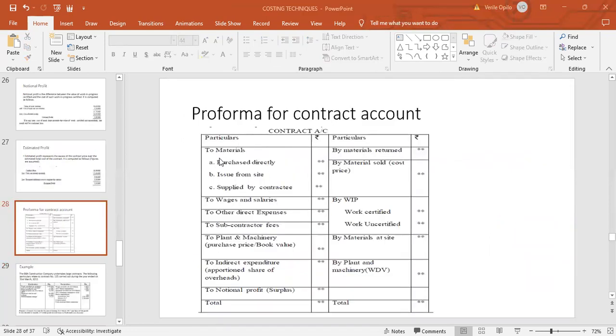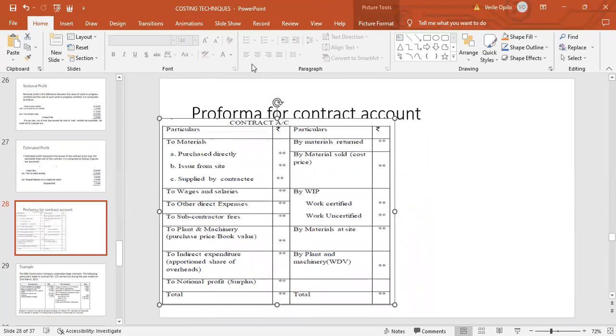So now that we have been made aware of the various concepts with regard to contract costing, I want us to look at how to prepare the contract account. So this contract account, we're saying that we have two sides. Let's take it as though we have two sides. We have the debit side and the credit side. So let's come here. We say this is the debit side and which one is the credit side.